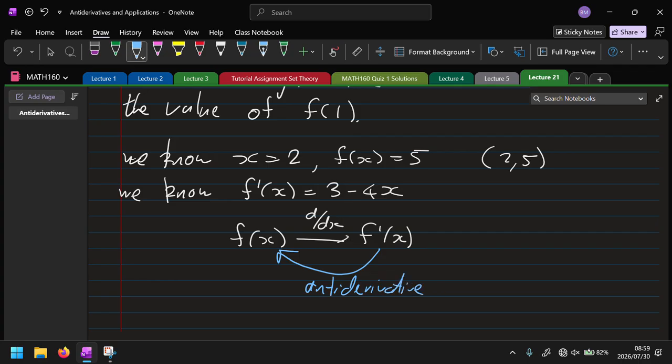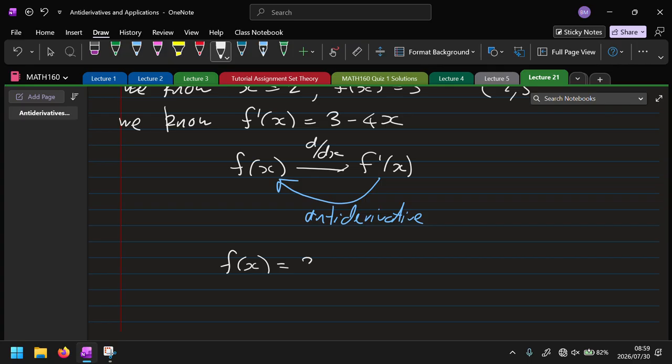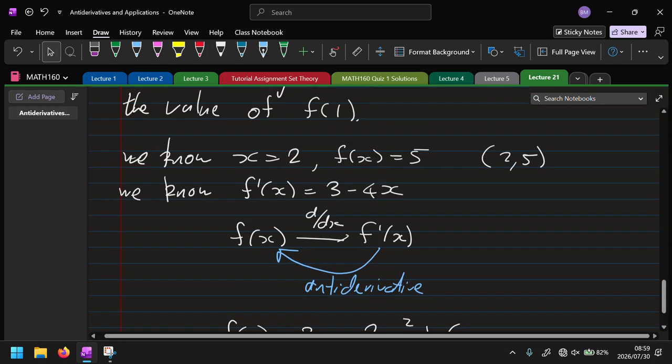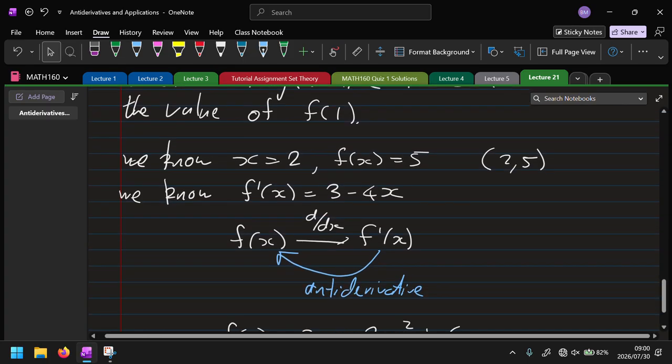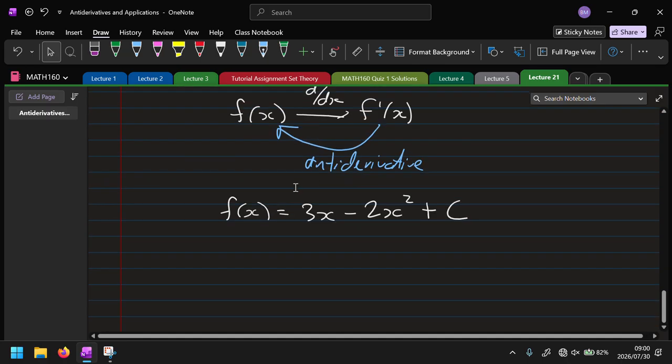Yeah. So let's do that. What will f look like? Three x, good. Yep. Plus c. Now we're going to see why this plus c is so important. The reason is because when we substitute this point here, this point needs to satisfy this equation.